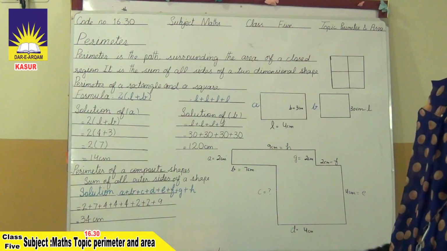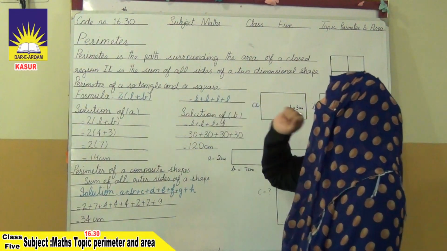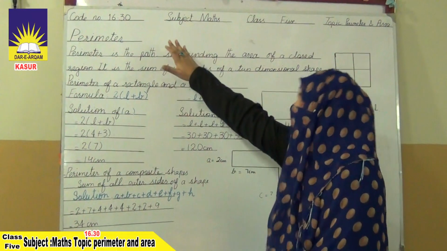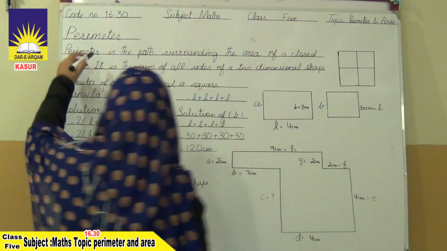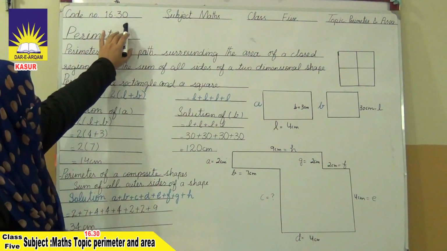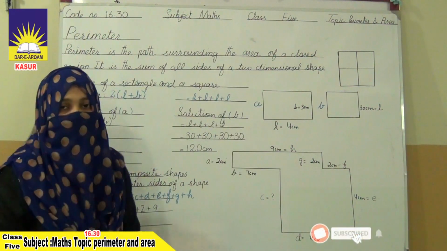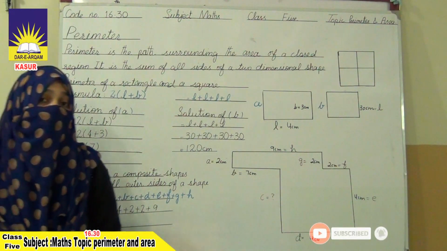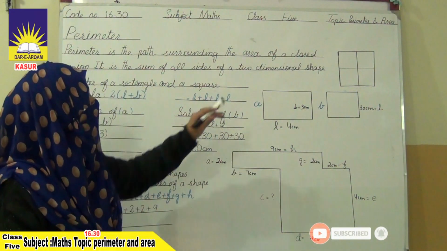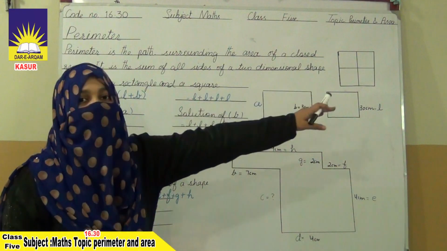Okay, now come to the lecture. The code of today's lecture is 16.30, okay, and the subject which I am going to teach you is mathematics of class 5, and the topic of today's class is perimeter and area.